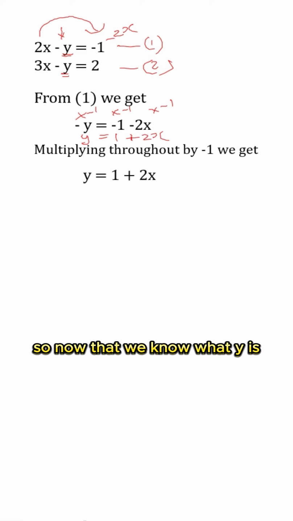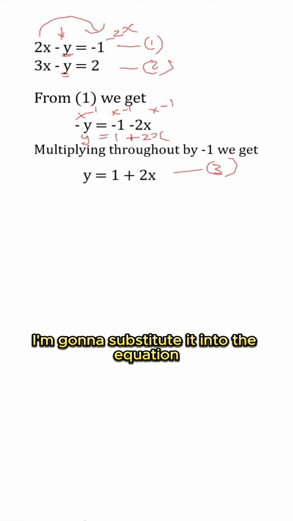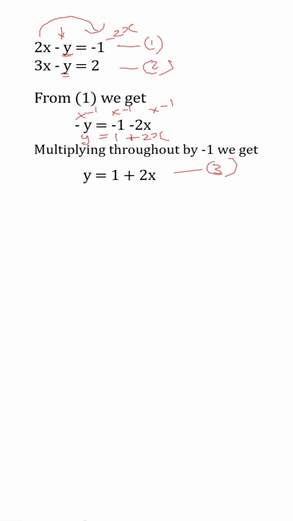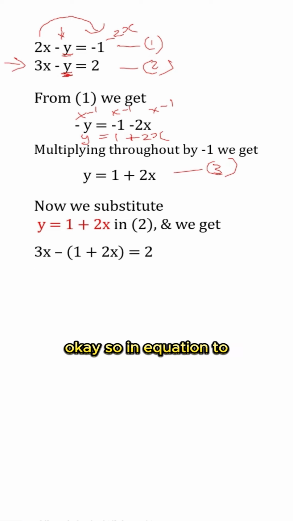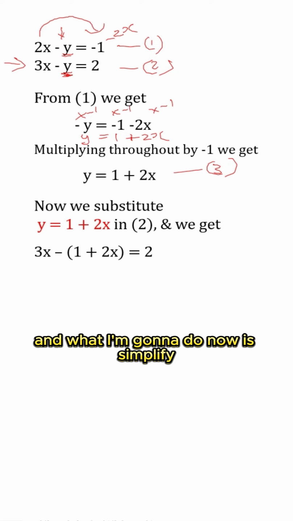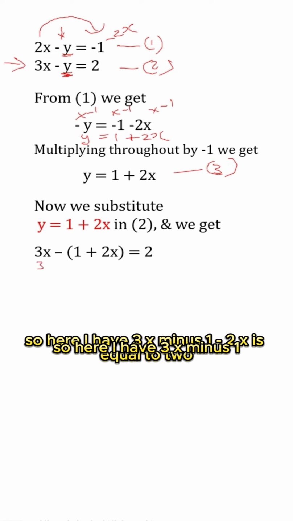So now that we know what y is, I'm going to label this equation 3. And what I'm going to do with this equation 3, I'm going to substitute it into equation 2. So now we're going to substitute y is equal to 1 plus 2x in equation 2. Wherever we see y in equation 2, we are going to put 1 plus 2x. So in equation 2, we have 3x minus, instead of y, 1 plus 2x, is equal to 2. And what I'm going to do now is simplify. So here I have 3x minus 1 minus 2x is equal to 2.